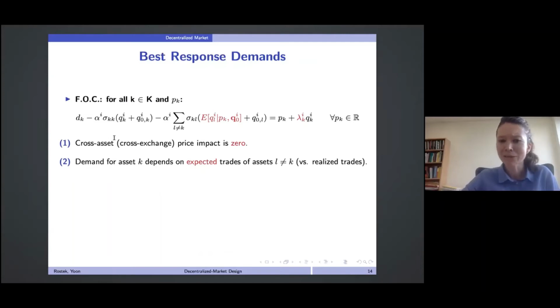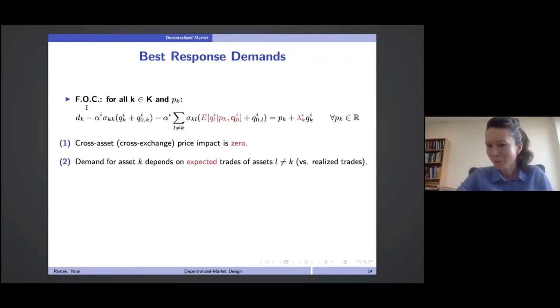The second difference with the contingent market is that traders' demands cannot condition on the actual realized trades of other assets, but they still depend on expected trades. Again, as long as the Hessian is not separable, in which case the sigma K elements will be equal to zero, and the quantity traded of other assets would not affect my marginal utility for asset K.